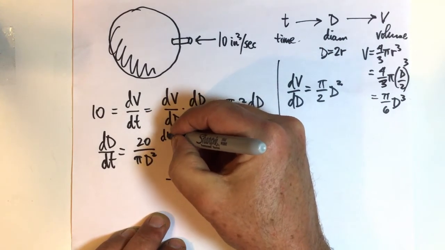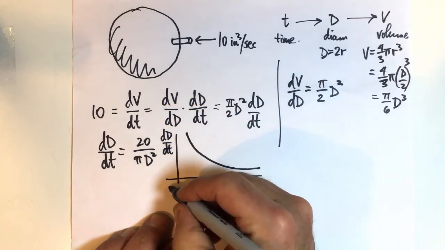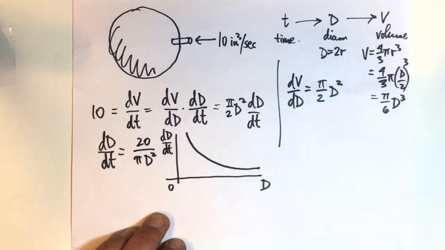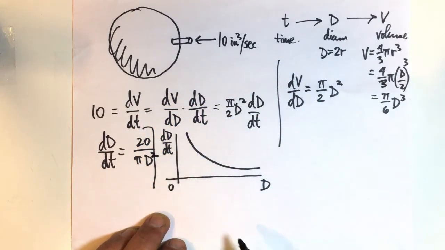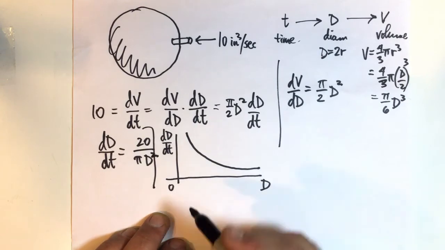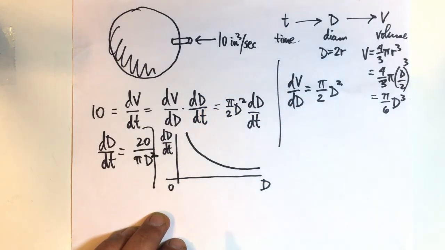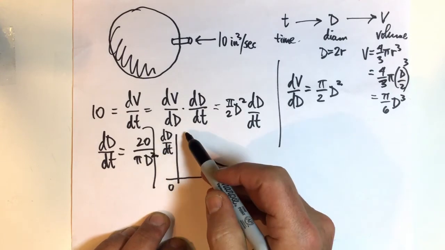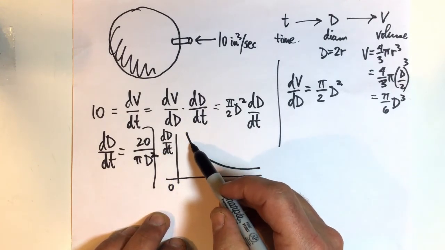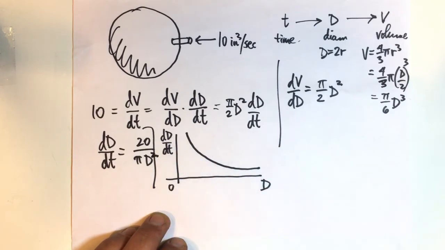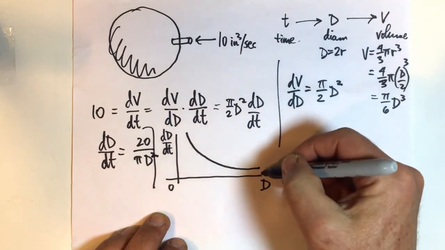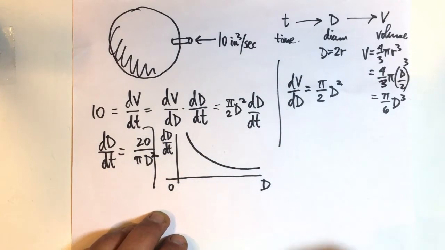So I'll label the axes. And this graph is telling me how the rate of change of diameter decreases as the diameter itself increases. So for a small diameter, you actually see the balloon increasing rapidly. When the diameter gets larger, you don't see the increase as much because it's a smaller rate of change. So the shape of this graph is answering the qualitative observation we made just by blowing up a balloon.